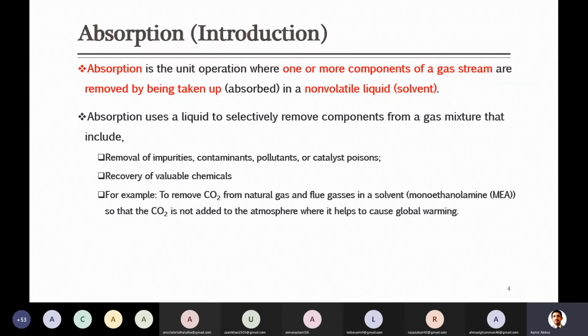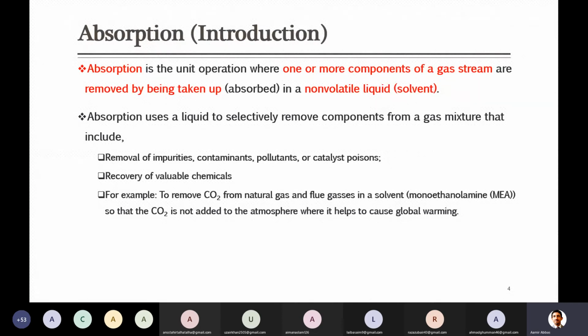The reason to remove CO2 here is that CO2 should not be added to the atmosphere because it causes global warming. So when we are removing CO2, it means this is one of the pollutants that should not be added to the atmosphere. Due to this reason, we remove CO2 from flue gases, but from natural gas, CO2 is removed at the production sites.